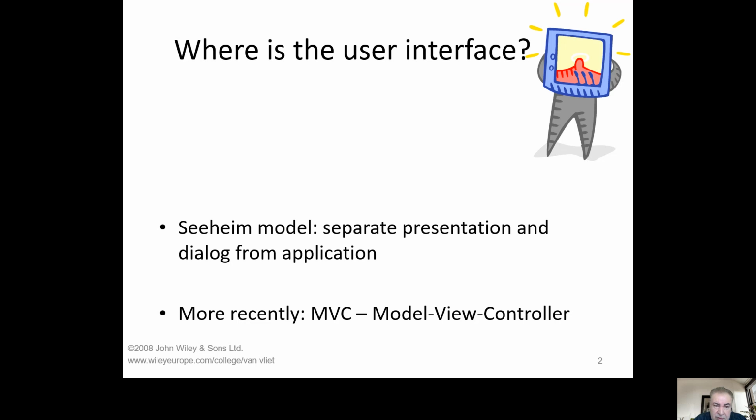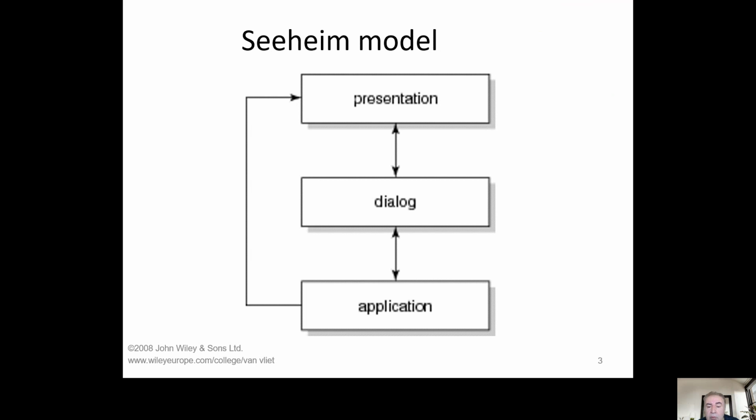Well, first of all, there is a model called the CHAM model. CHAM basically separates presentation and dialogue from application. More recently, we also have a model called MVC, Model View Controller. So I'd like to go ahead and discuss these models with you today. So first of all, let's just continue on this. This is the CHAM model. Basically, the CHAM model consists of three parts: presentation, dialogue, and application.